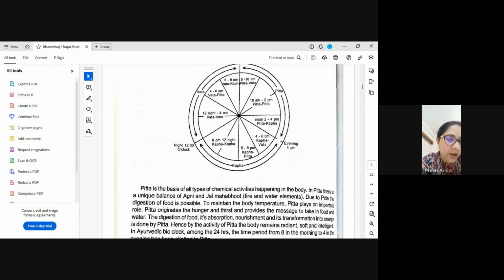Then the third time period was about 6 a.m. to 8 a.m. This time is Vata with Kapha. This is the Vata-Kapha time. Now Kapha, like I said, is deposition.